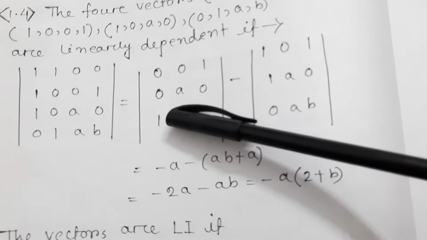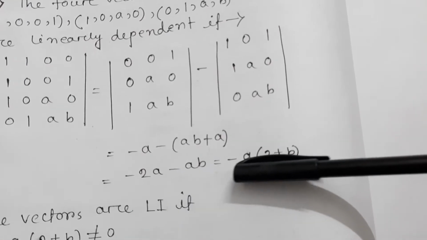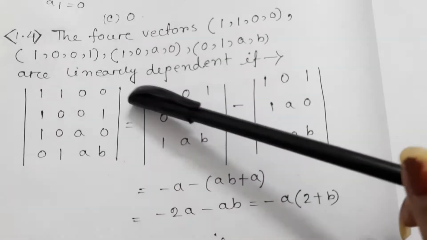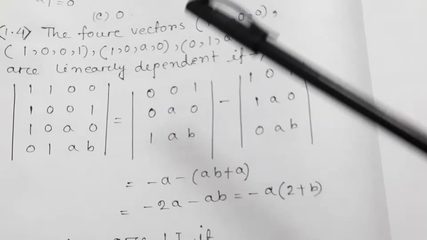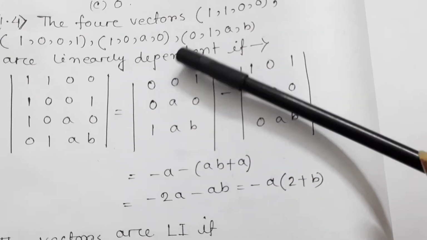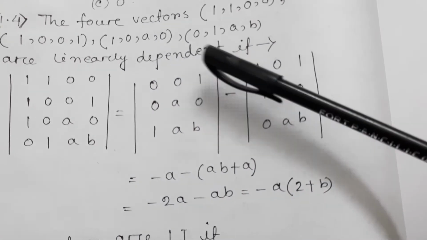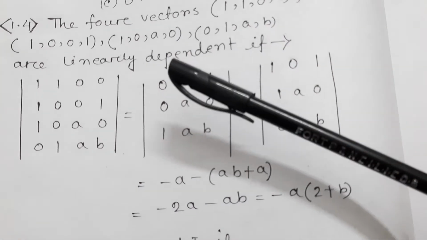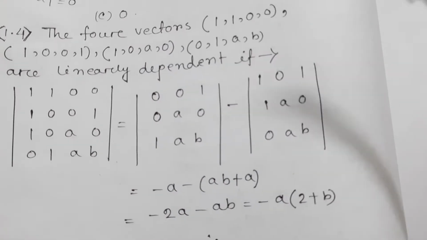So it's our 3 cross 3 matrix. After calculation we get minus a into 2 plus b. This is our determinant. Linearly dependent means it's not a unique solution. I am sure that it's not a unique solution. Only for linearly independent is there a unique solution.